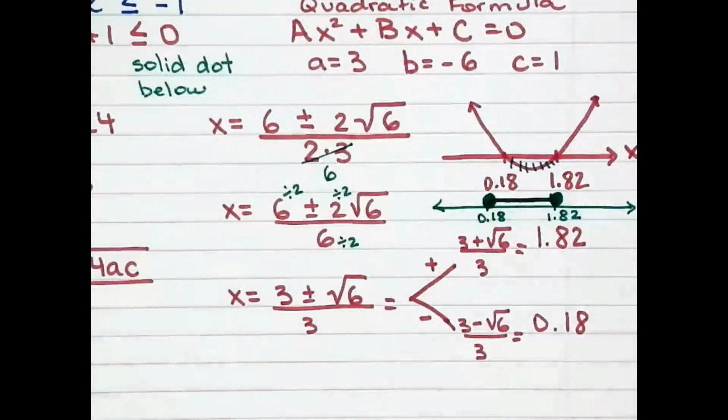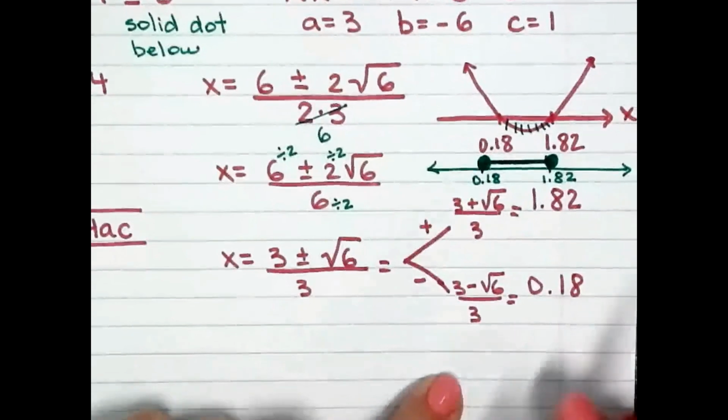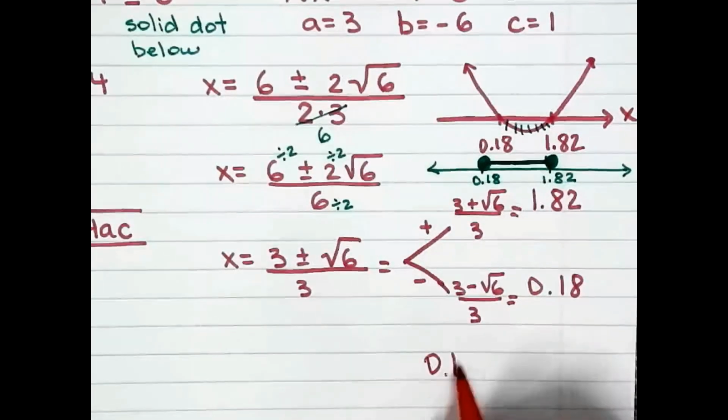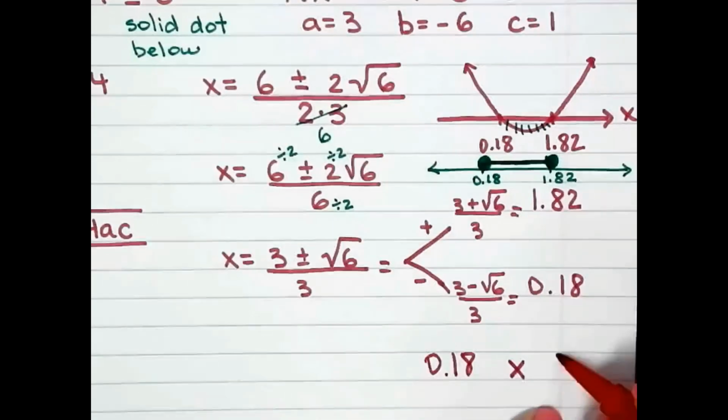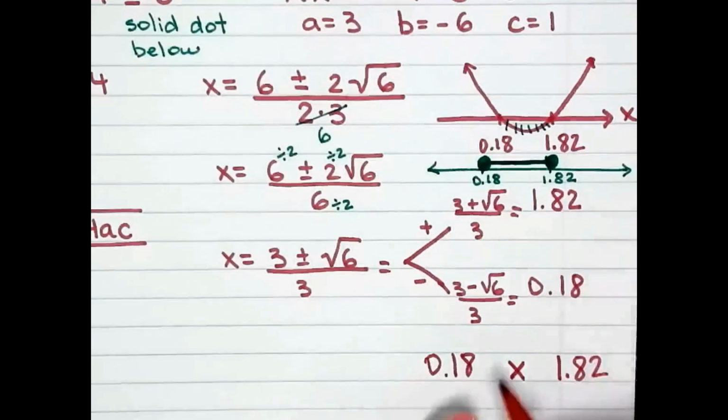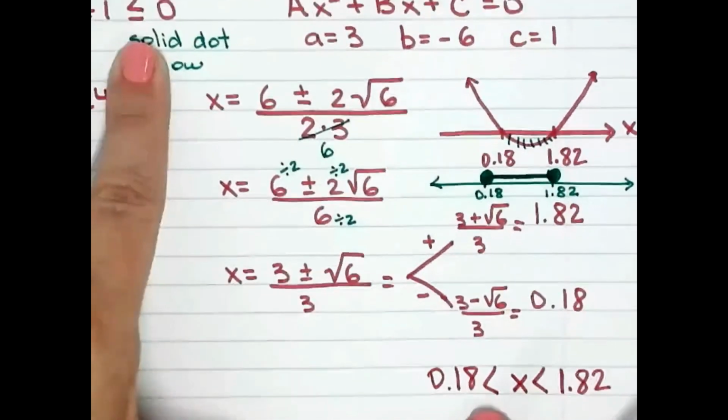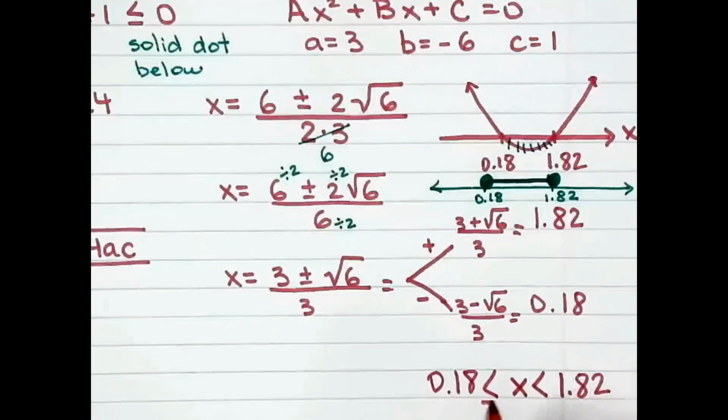How do you write that? I'm just going to write it right here. So I know 0.18, x is in the middle, 1.82, less than or equal to, because it's a closed dot.